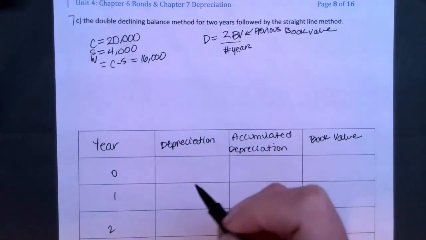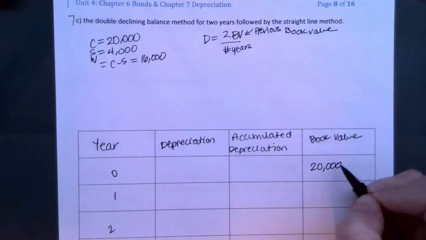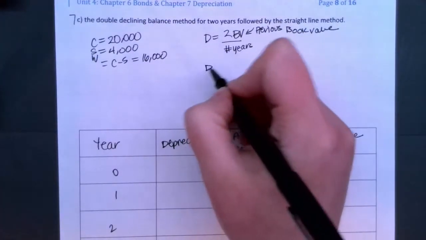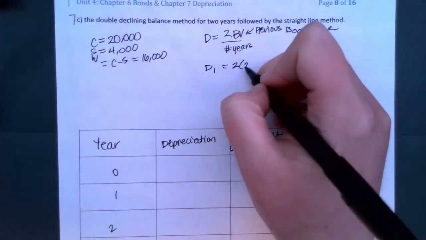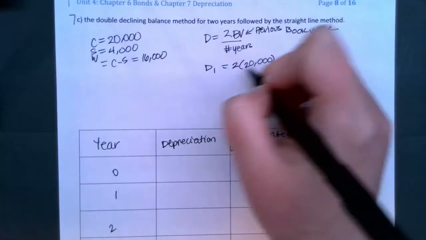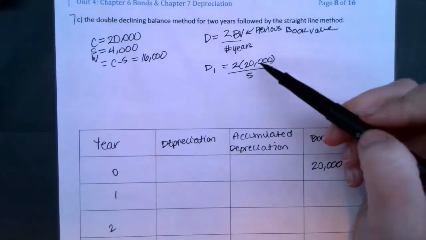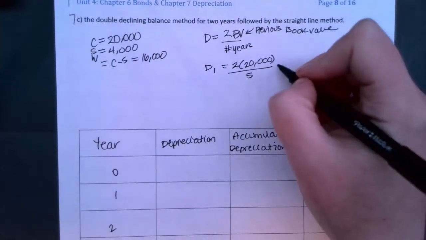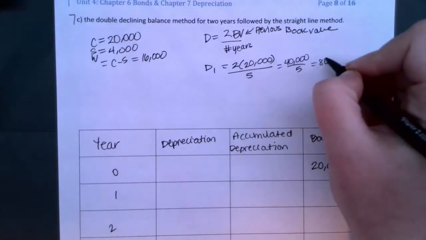So we know in year 0, no depreciation, no accumulated depreciation because we just bought the thing. So that's going to sit at $20,000. Then when we try to find D1, we're going to take 2 times the previous book value, which was $20,000, over the number of years total. So it's going to be over 5. This value will change, but this denominator will not. So that gives us 40,000 over 5, or 8,000.